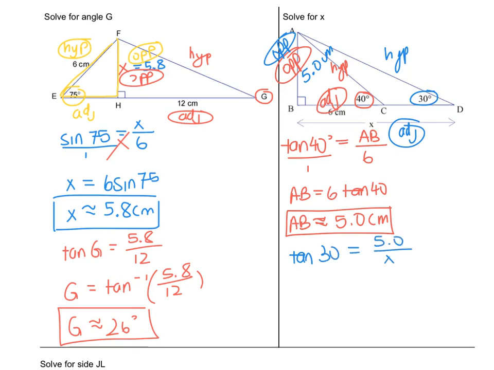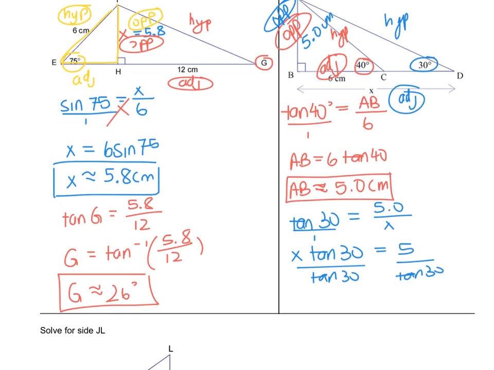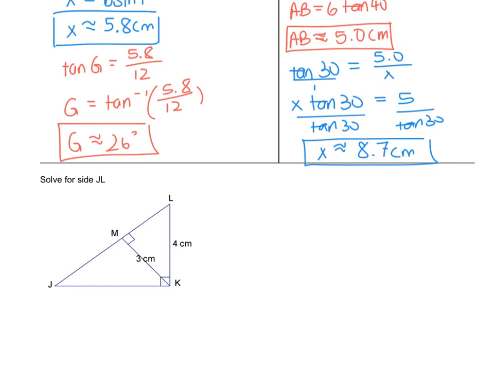5.0 over x, and then I can cross multiply. So hopefully you chose tan as your ratio. And in this scenario, we have to divide tan 30 from both sides to isolate for x. And when we do that, hopefully you got approximately 8.7 centimeters. And that's it for that example. All right, let's try our last one.